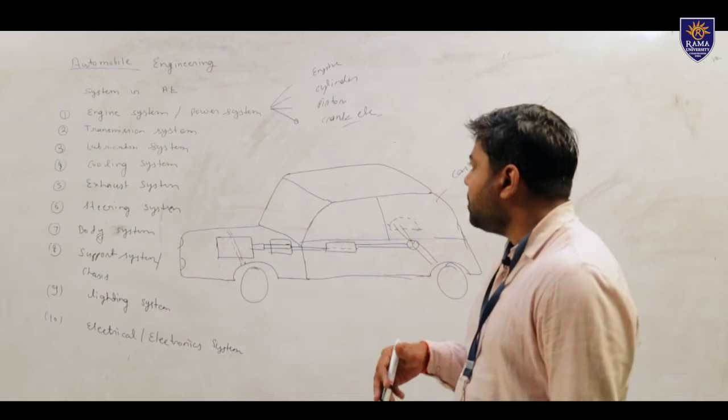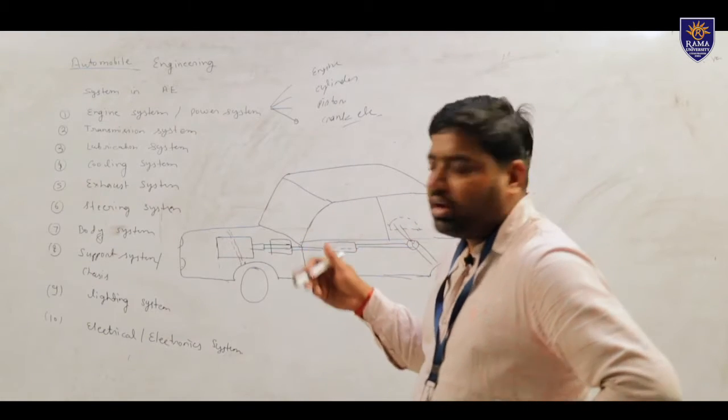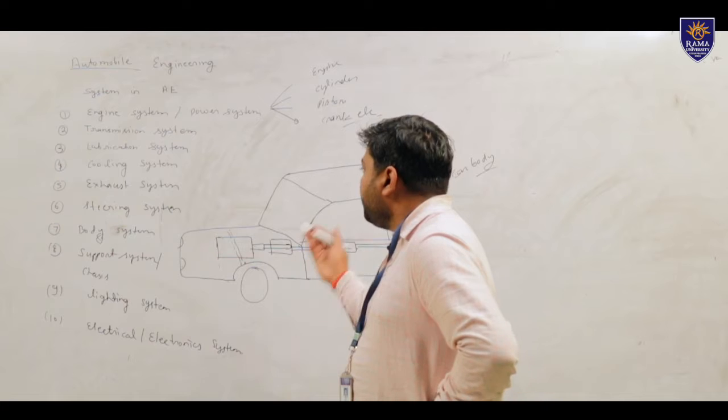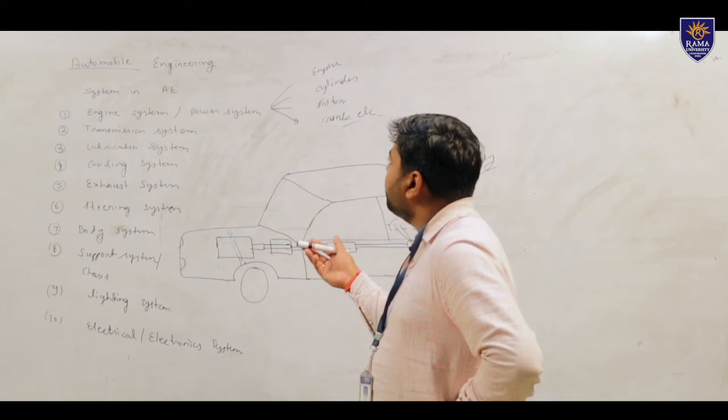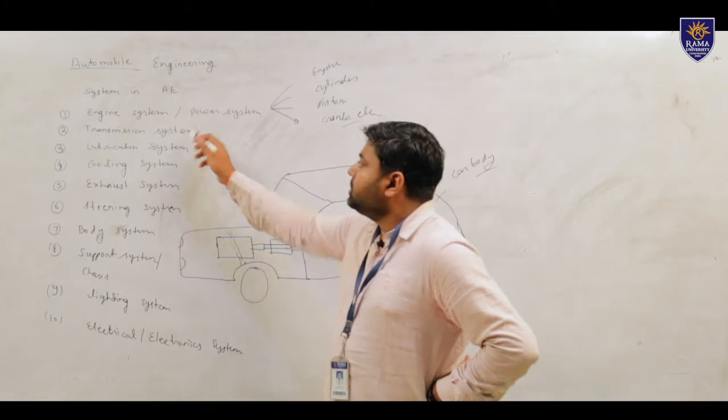So when the fuel is supplied, the piston will move up and down from BDC to TDC. So there is power generation and the combustion will take place. And when the combustion takes place, the vehicle will move. So next is the transmission system.